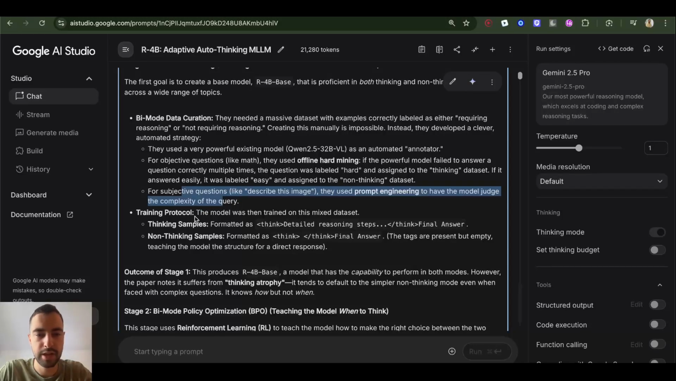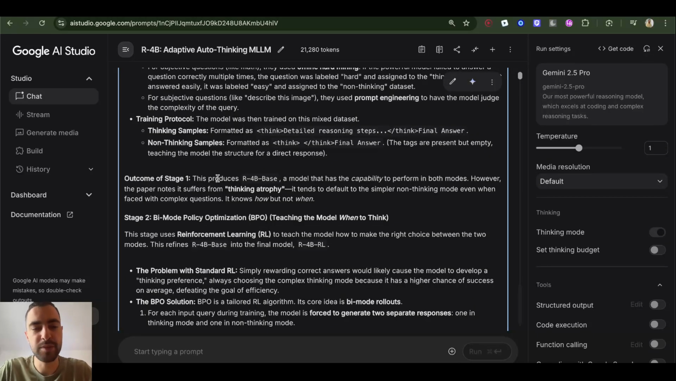Training protocol. The model was trained on this mixed dataset. Thinking samples are formatted as a think tag, detailed reasoning steps, and then a close think tag and the final answer. Non-thinking samples just have the think and close think tags at the beginning without anything in between, and then the final answer. The tags are present but empty, teaching the model the structure for a direct response.